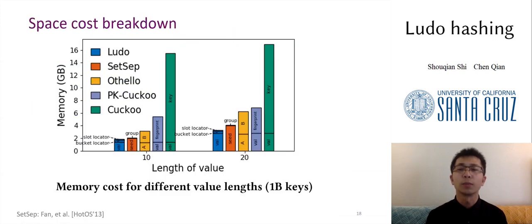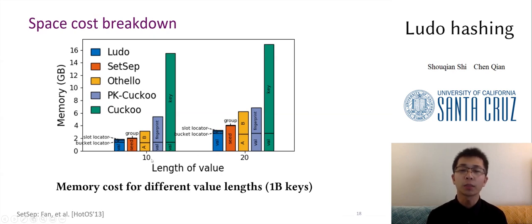This figure shows the memory cost breakdown of Ludo lookup structure, SASAP, Othello lookup structure, partial key Cuckoo, and Cuckoo hashing, where the number of keys is 1 billion, the length of the keys is 100 bits, and the length of the key digest is 30 bits. We set the length of the values as 10 and 20 bits. Clearly, Ludo hashing needs the least memory cost among all the designs for both value lengths.